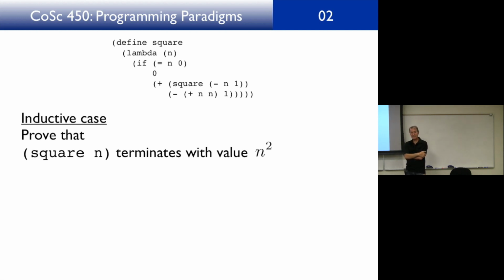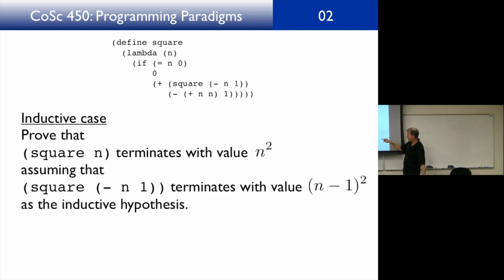But what's the second half of the sentence? Always, assuming something as the inductive hypothesis. Can you tell me from this what the inductive hypothesis is? Assuming that square n minus 1, or whatever it would be in Scheme, terminates with the value n minus 1 squared. Yes. But let's do it in Scheme. Square, parentheses, minus n 1, terminates with n minus 1 squared. That's correct. So assuming that square minus n 1 terminates with value n minus 1 squared as the inductive hypothesis. All right, is everybody clear?